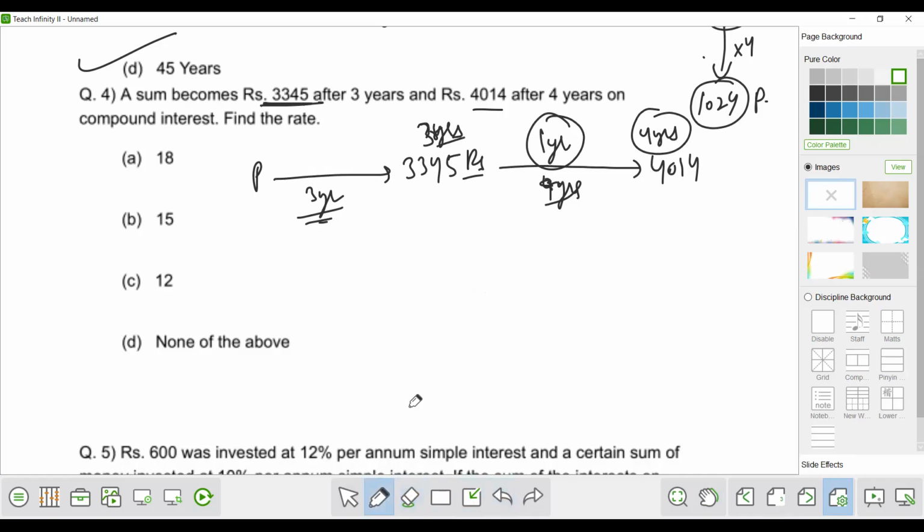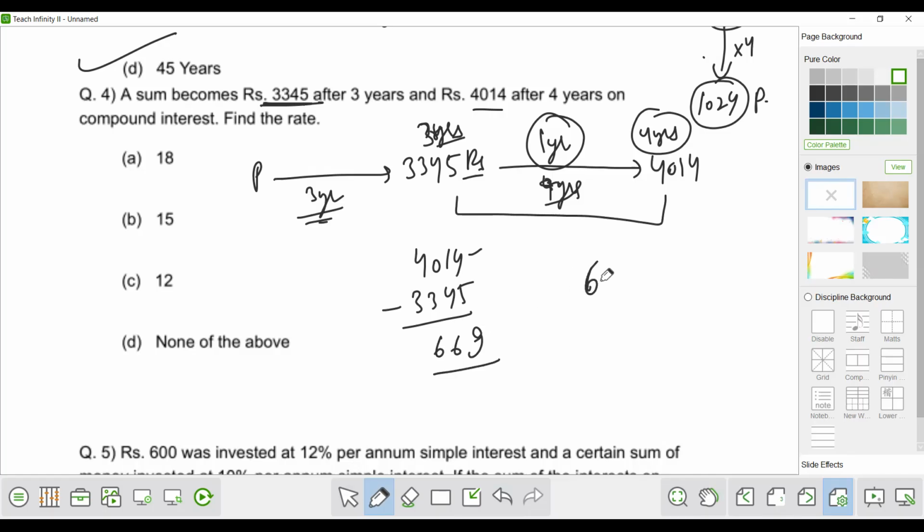We have to calculate the rate. So check how much interest we got in 1 year. This is amount minus principal. So this gives us 14 minus 5, 9, 10 minus 4, 6, 9 minus 3, 6. The interest we got is 669.